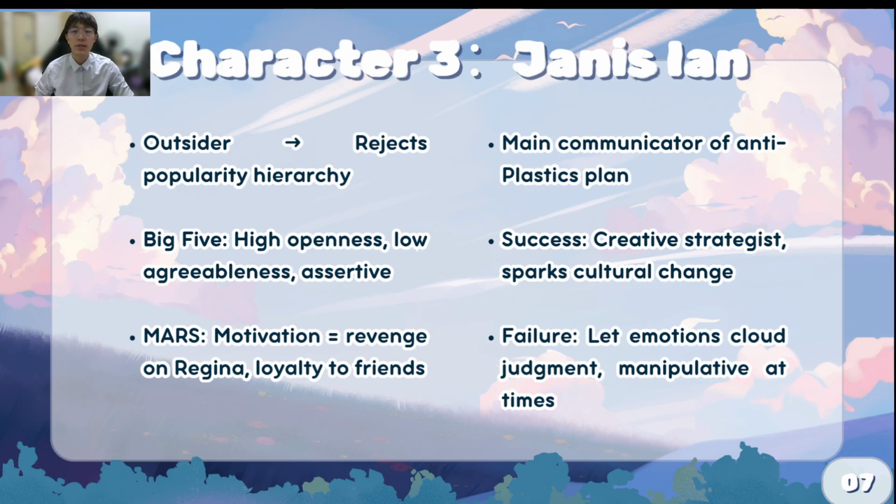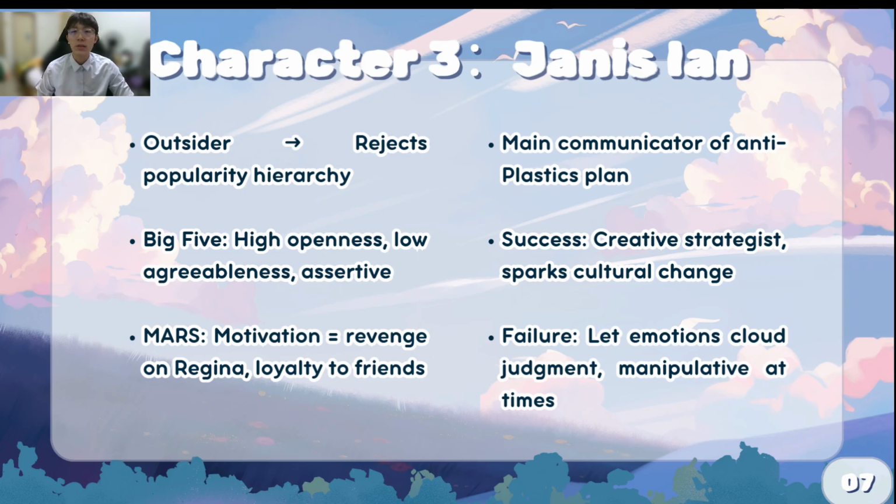Janis Ian is shown to be an outsider who doesn't follow the popularity rules. She doesn't care about where she stands in society like the Plastics do, and she freely questions the idea of being popular. Janis has a high openness level based on the Big Five personality traits because she is creative and ready to try new things, and her agreeableness level is low, and she is often direct and rude. However, her boldness makes her stand out as a natural leader in her small group.